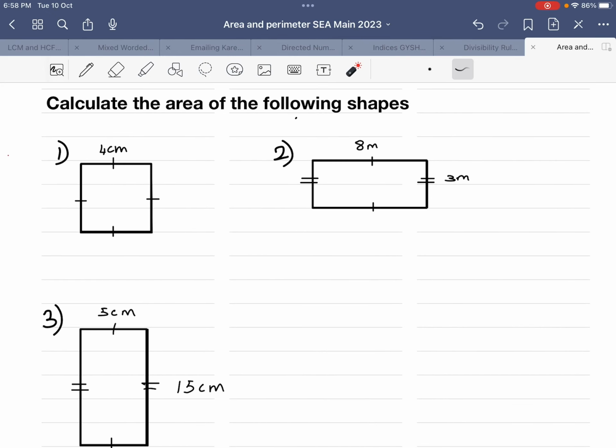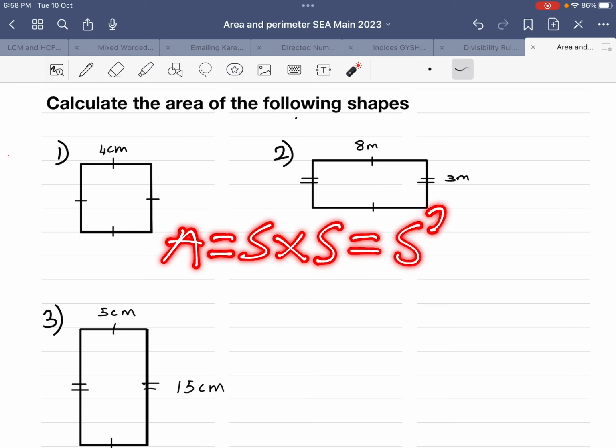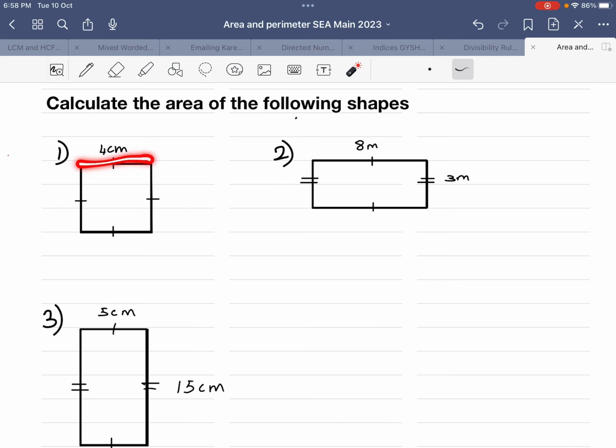What is the area of a square? The area of a square is side times side, or side squared. The side is 4, so 4 squared is 16 centimeters squared. So your area for number 1 will be 16 centimeters squared. You put a square sign above the unit.